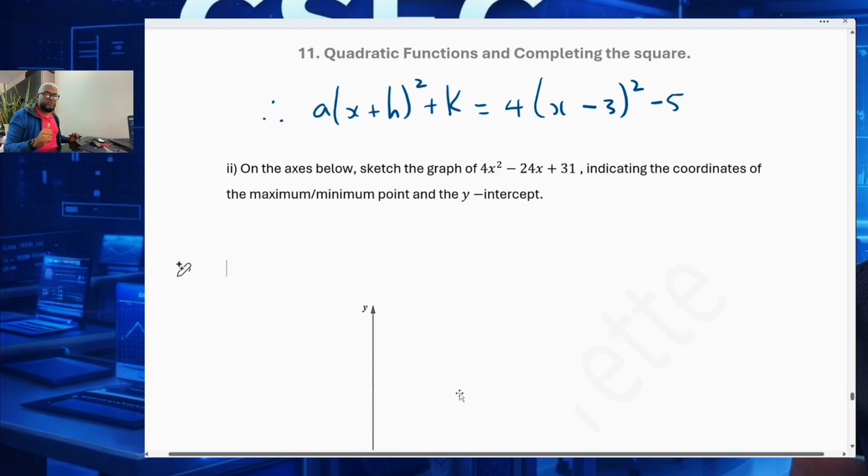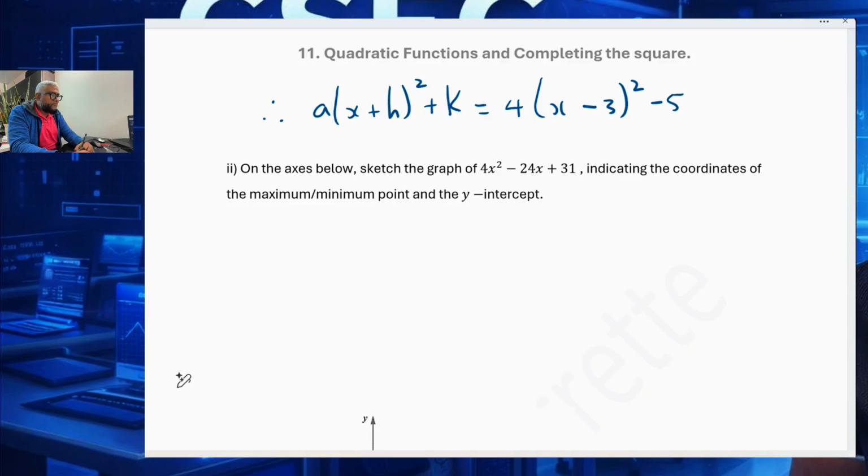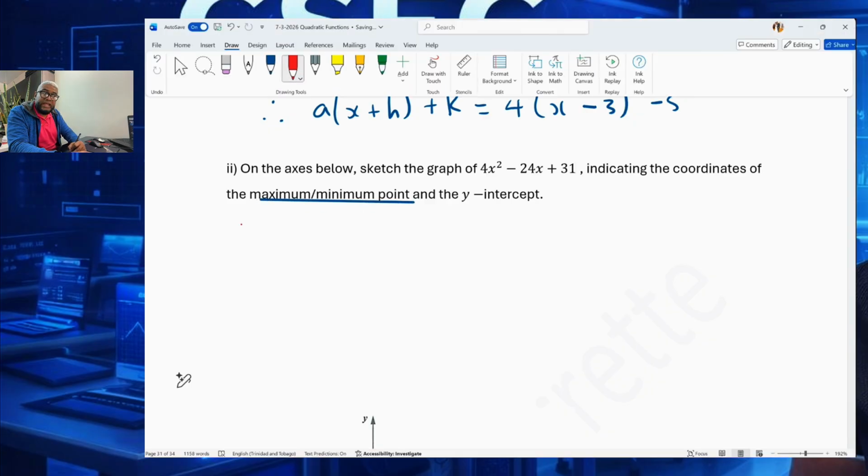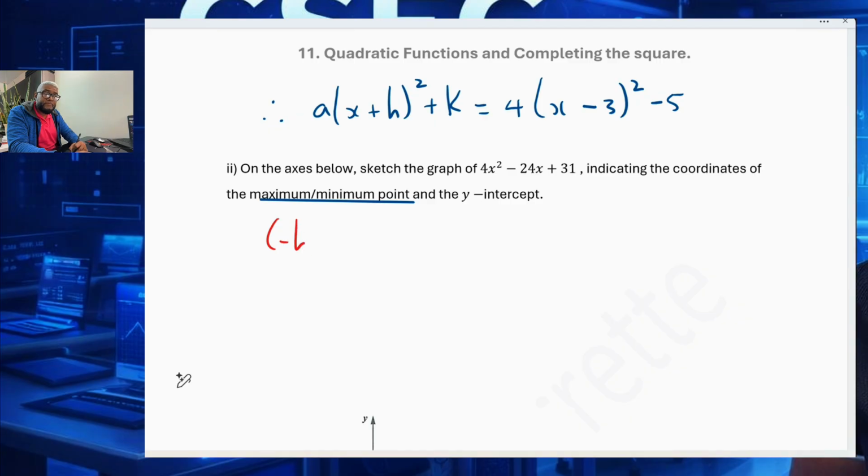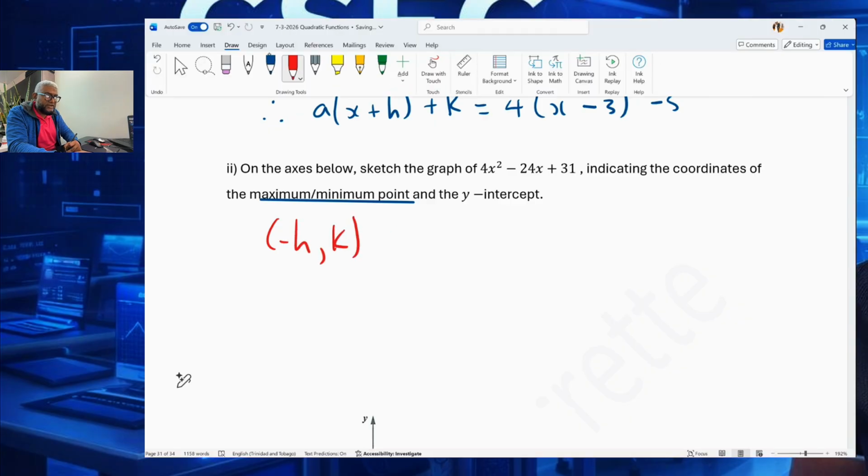On the axis below, sketch the graph of 4x squared minus 24x plus 31, indicating the coordinates of the maximum or minimum point and the y-intercept, right? So we're looking for the maximum or minimum point and the y-intercept. Call it this point here. The maximum or minimum point is given by what? Negative h, comma k. Is it a max or a min point?